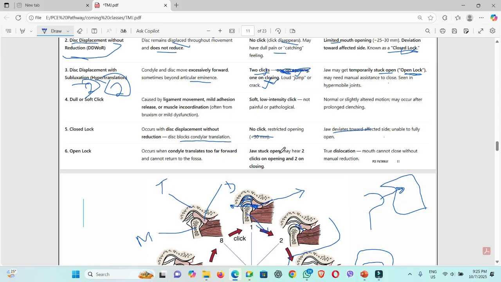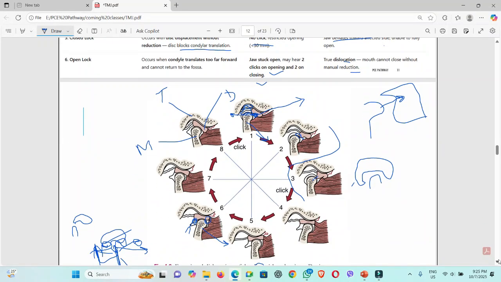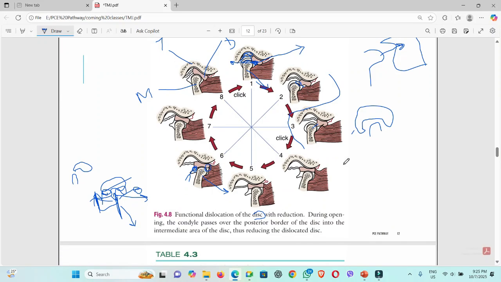Okay. Jaw stuck open, may hear 2 clicks on opening, 2 on closing. True dislocation, mouth cannot close without manual reduction. If it remains open, then only we will call it open lock. If it is coming back and closing, we will call it disc displacement with subluxation. Clear, guys? There are many pictures in the book. If you want to see, you can see it, but if you have understood this much, no need to break your head.